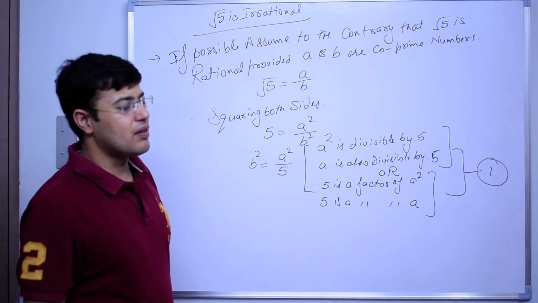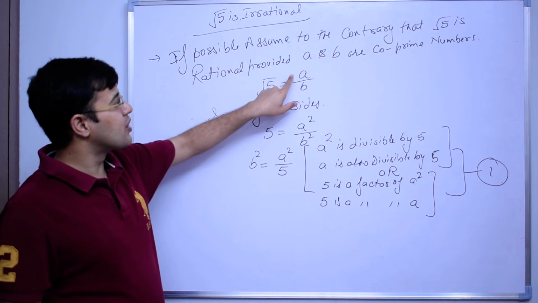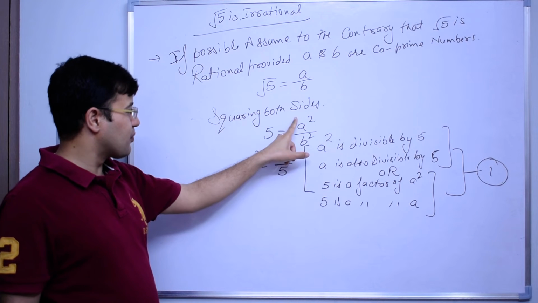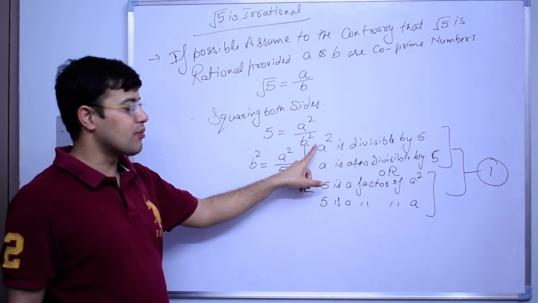Let's take it as equation 1. So what we have done is we just wrote that given number as a by b. Squaring both sides, the root will vanish from here, and it will be a square by b square.